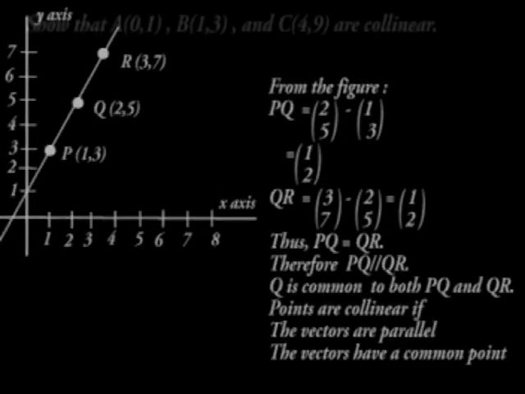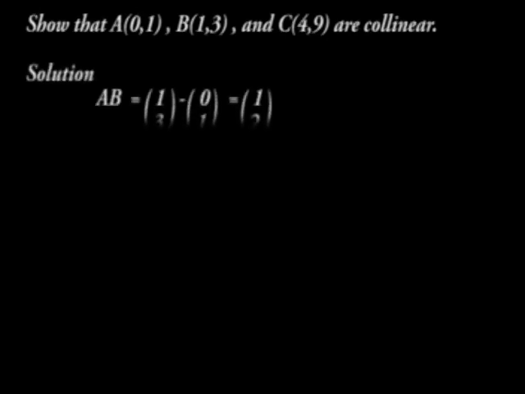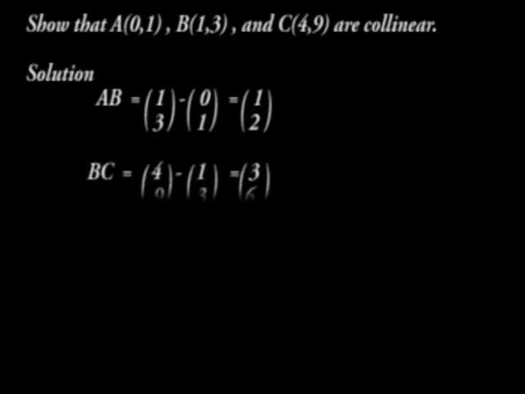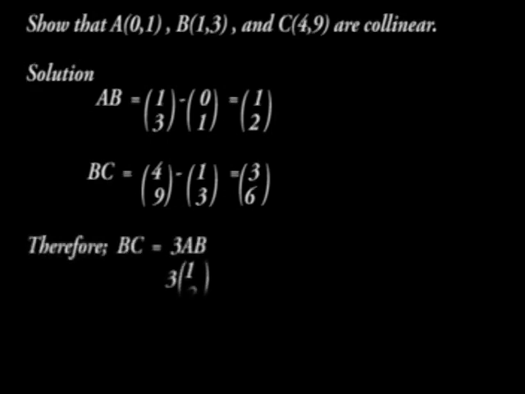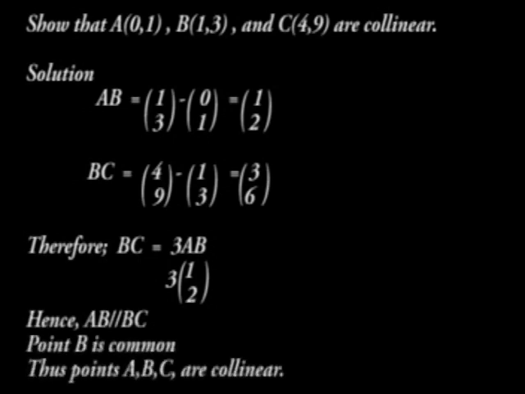For example, show that A, B, and C are collinear. AB is (1, 2), BC is (3, 6). From the above, BC is equal to 3AB, that is 3 times (1, 2). Hence, AB is parallel to BC. Point B is common and thus points A, B, and C are collinear.